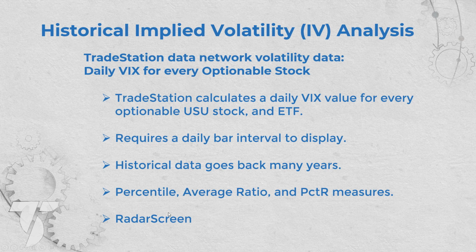And of course, we can drop this into radar screen. And so now I can sort a list of optionable stocks by percentile, or by the percent R, or by average ratio, and see which stocks are the most overpriced or underpriced. And that's a great thing to check before you put on an options trade.